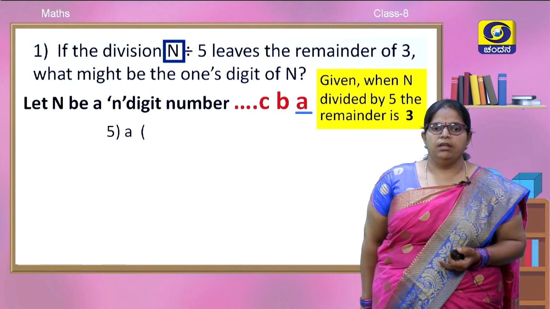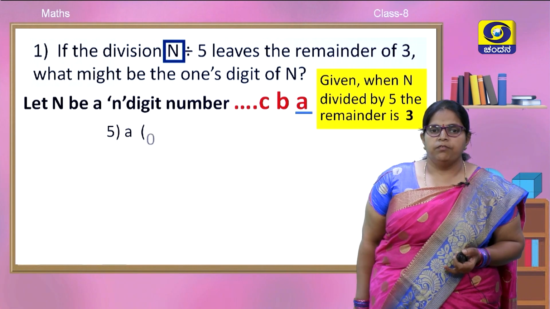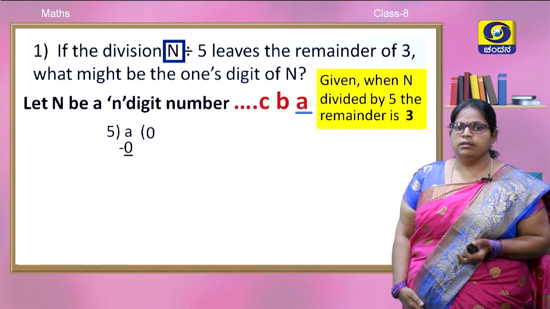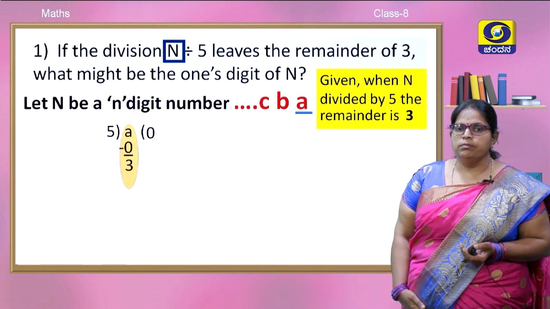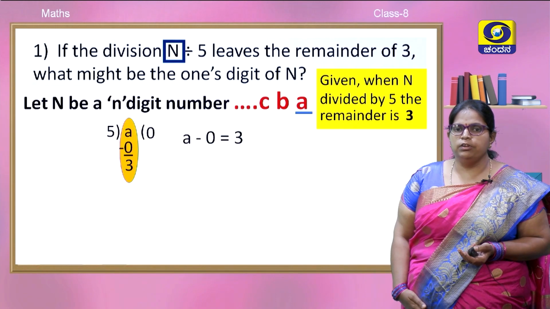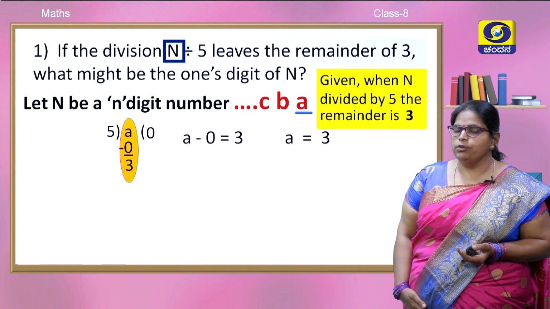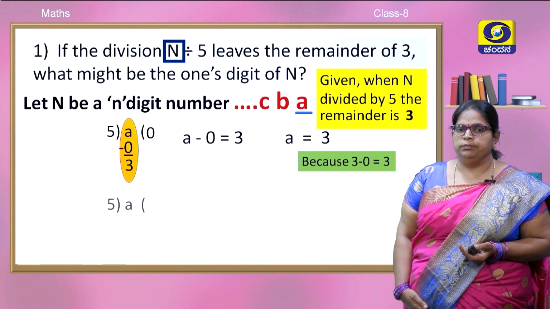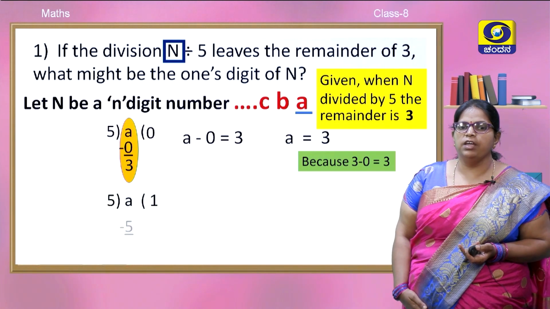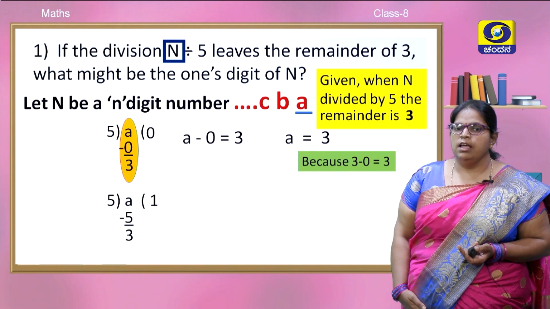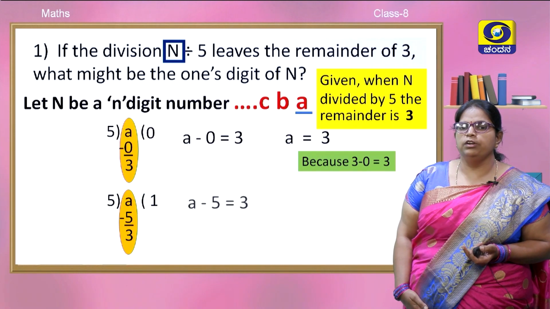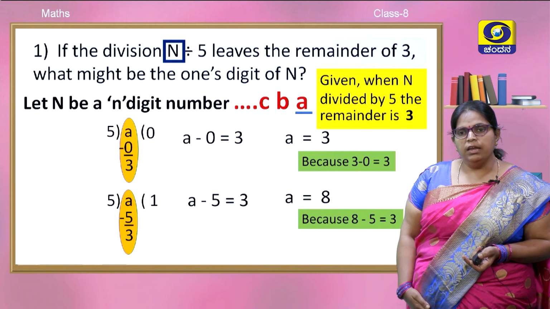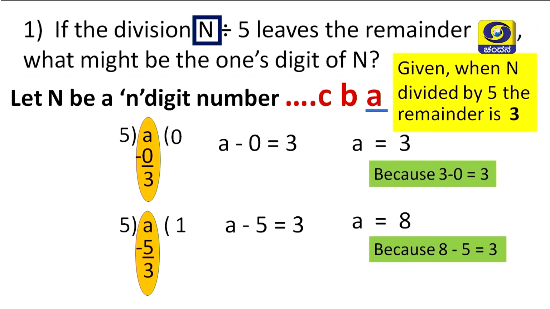Let us divide A divided by 5. 5 zeros are 0, remainder is 3. Therefore, A minus 0 must be equal to 3. That implies A is equal to 3 because 3 minus 0 is equal to 3. Now, once again 5 ones are 5, you get the remainder 3. A minus 5 is equal to 3, that implies A is equal to 8 because 8 minus 5 is equal to 3.